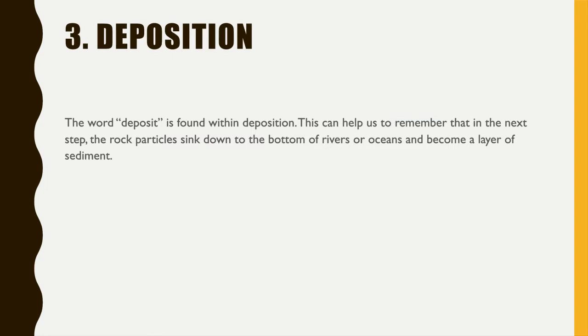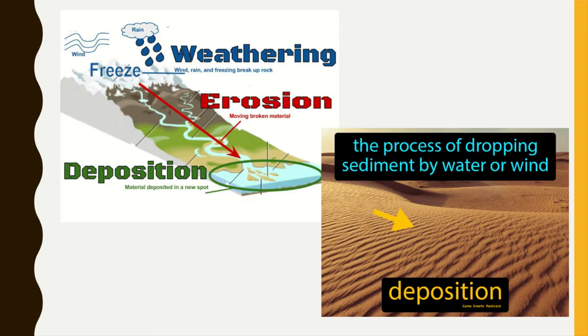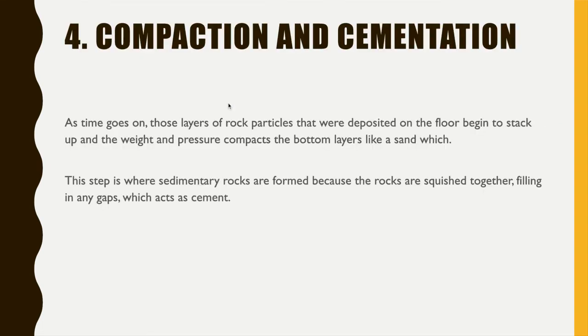The third step is deposition, and the word deposit is found within deposition, and this can help us to remember that in this step, the rock particles sink down to the bottom of the rivers and oceans and become a layer of sediment. And here you can see this is deposition on the right, and then on the left, you could see on the bottom in the green with the big circle, that's where all the sediment is deposited at the bottom from weathering and erosion.